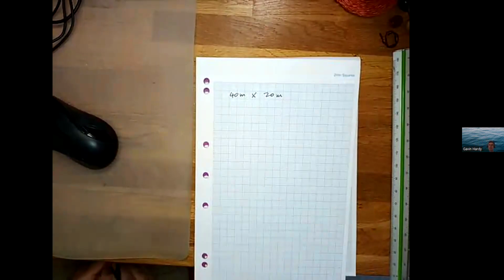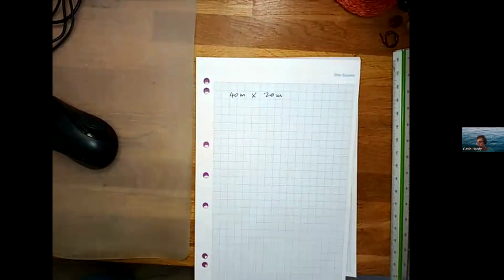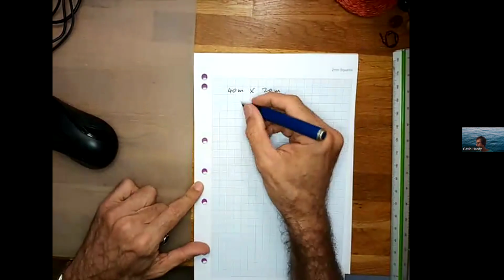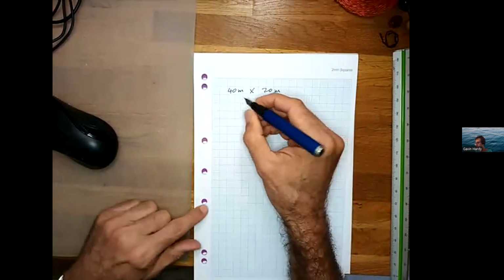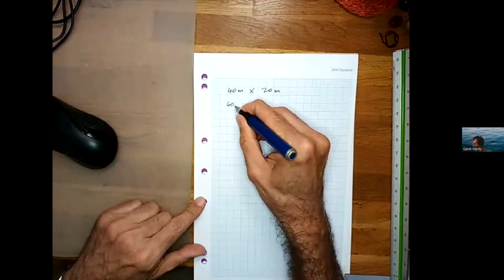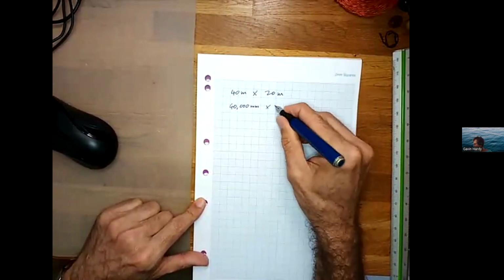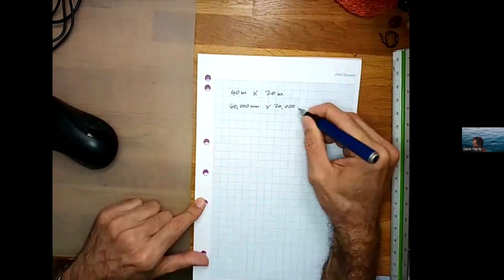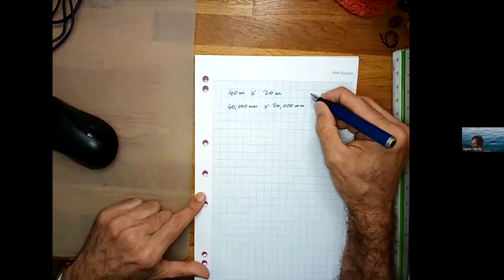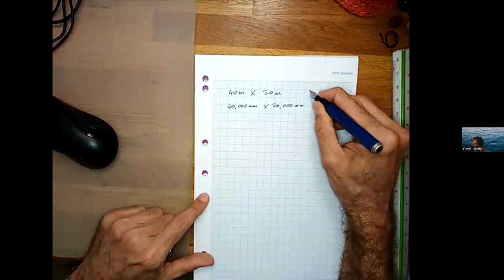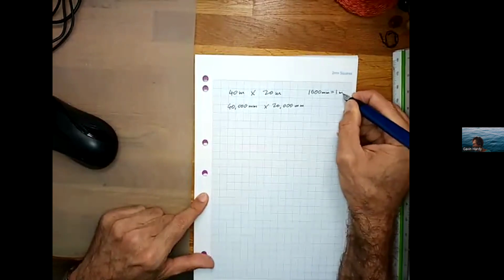Okay. Now we want to convert that measurement into millimeters. Okay. It needs to relate to the size of our sheet. So 40 meters is 40,000 millimeters. Okay. There's 1,000 millimeters in a meter. So 40,000 millimeters by 20,000 millimeters. Okay. Yes, there's 1,000 millimeters in a meter. So 1,000 millimeters equals 1 meter.